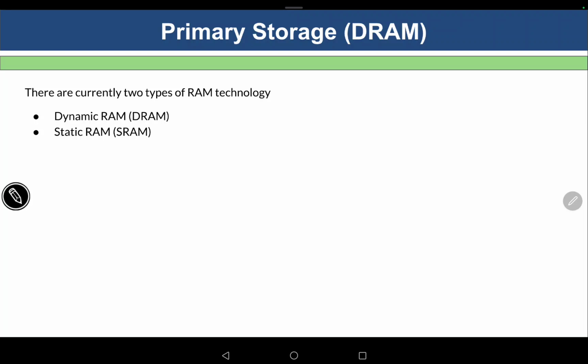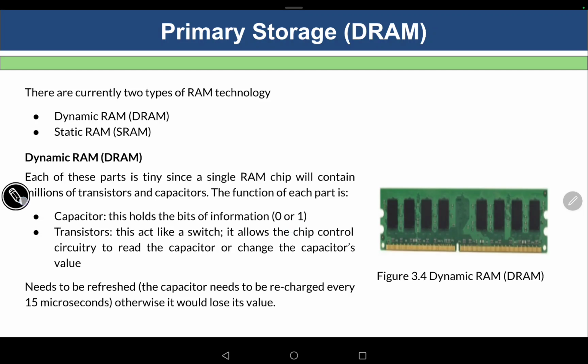Now, let's look at the two types of primary storage. There are currently two types: the dynamic RAM and the static RAM. First, let's look at the dynamic RAM. Inside a dynamic RAM, there are millions of capacitors and transistors. So in the dynamic RAM, there is a chip that will contain millions of transistors and capacitors.